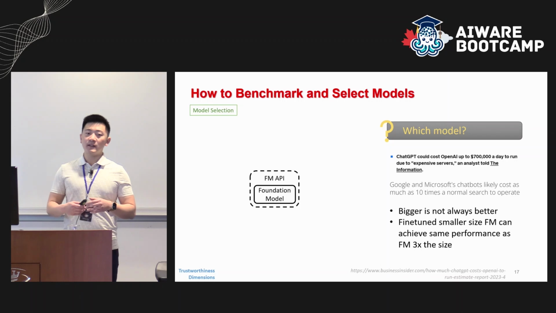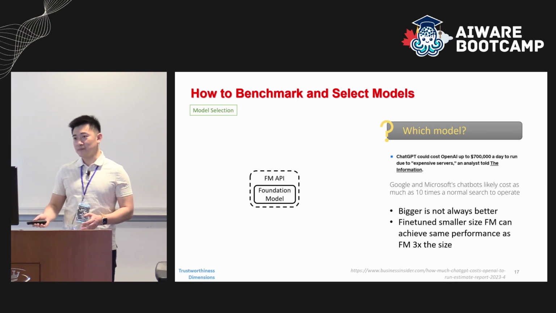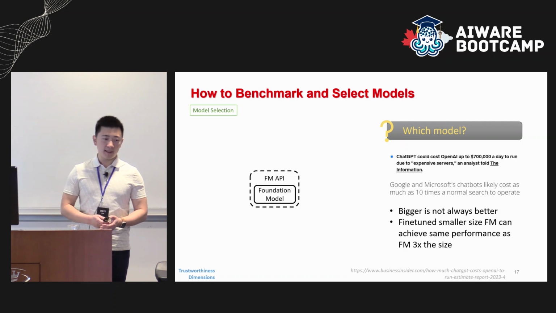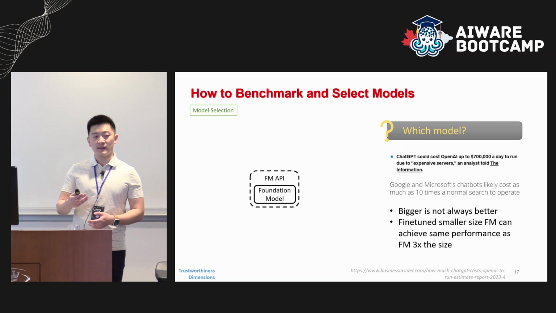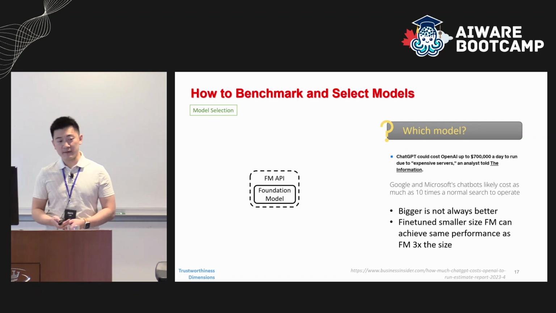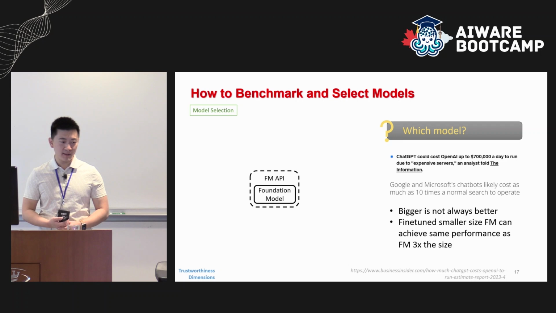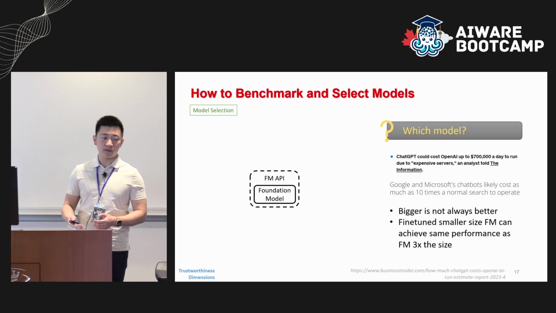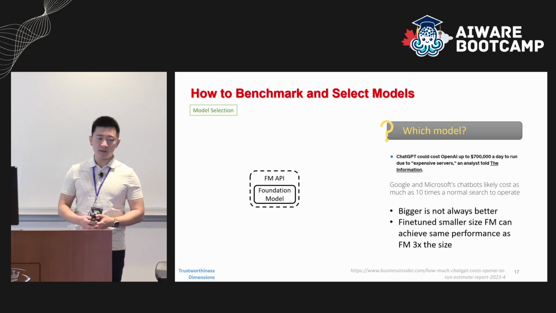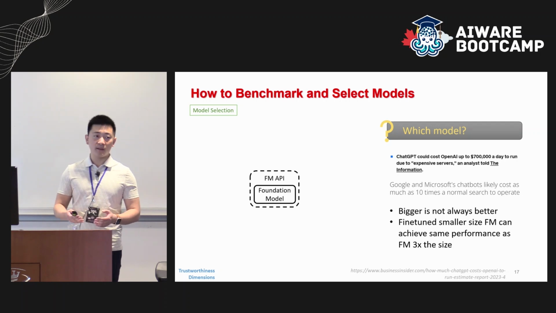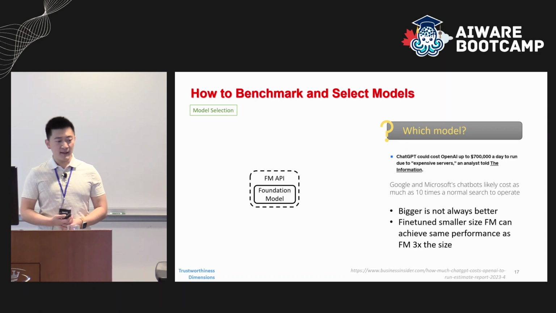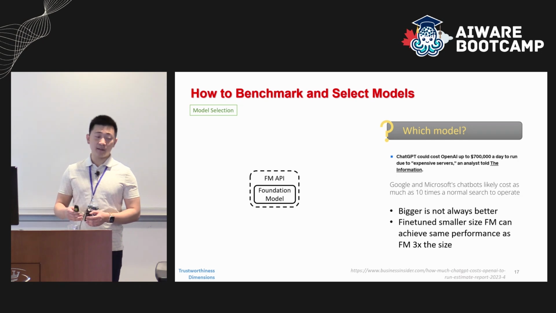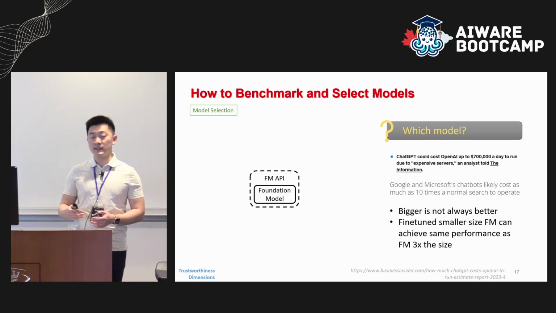So a lot of times people would think that if we go with a bigger model, it usually results in a better quality, or at least the functional quality of the application. But we've also seen that large models are very expensive to run. Like ChatGPT could be costing up to $700,000 per day for OpenAI to operate. And then Google and Microsoft also spent a lot of money to operate any AI-driven search tools rather than traditional search tools. So bigger is not always better. It really depends on the scale of the application, the quality requirement of the application, and also sometimes fine-tuning smaller sized models can actually achieve similar or same performance as a foundation model that's three times the size.